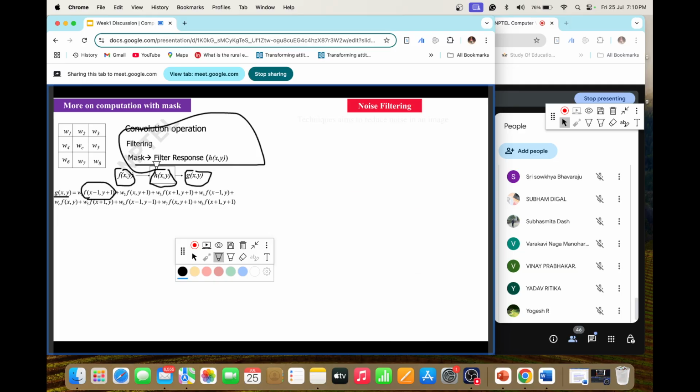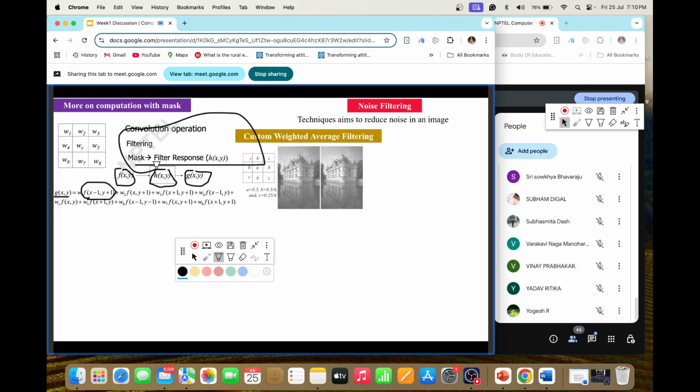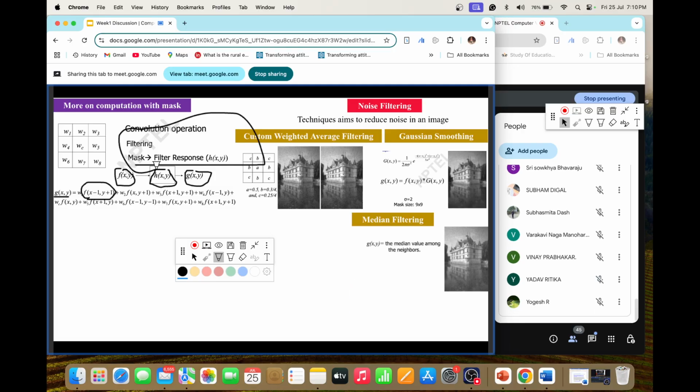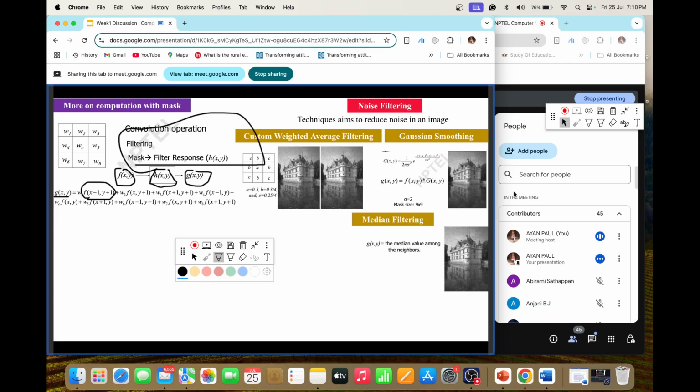This is also used in a technique known as noise filtering. An image will have different types of noise. To deal with this noise, we have this masking. If we just impose a mask on the image, our noise will be reduced. Generally there are three types of filtering that are used. One is custom weighted average filtering, second is Gaussian smoothing, and third is median filtering. Different types of filtering means they use different types of convolution function.